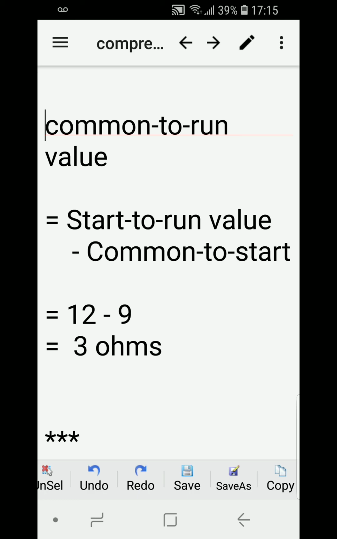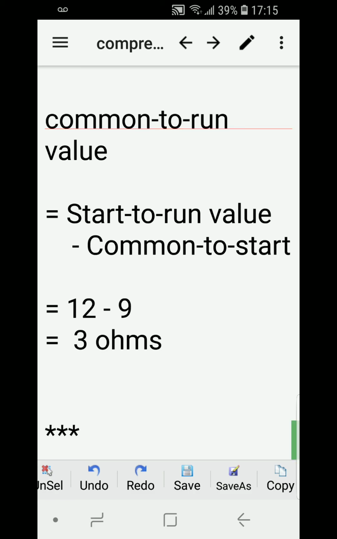Yeah, this problem can be interchanged to determine either one of the quantities here, but the big thing to note is the start to run is always the total of the two lesser values.